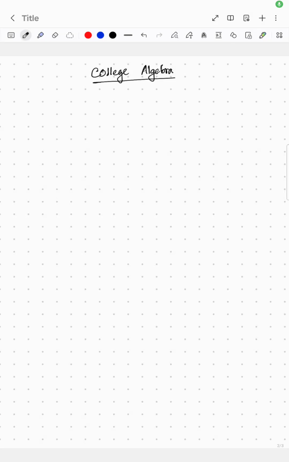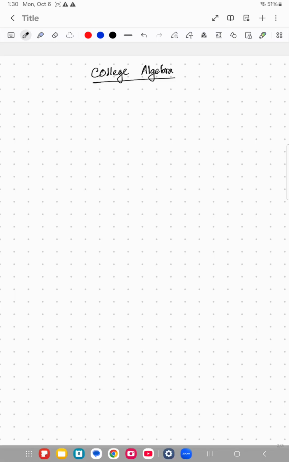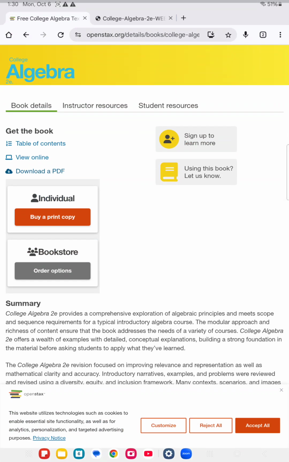This is our first lecture of college algebra. Today we're going to learn about the books, our textbook that we're going to use, and the first lecture is about the number system, right? First, let's look at the book.